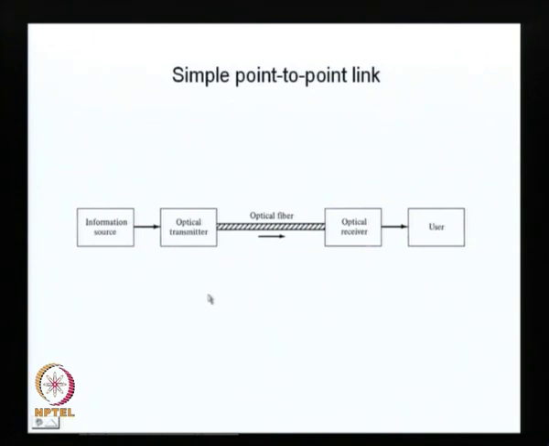So when we are talking about point-to-point link design, essentially we are saying that we have to choose these modules, we have to choose the appropriate optical fiber, and then for given values of these parameters for transmitter, receiver and the fiber, find over what distance this information can be sent reliably. That essentially is the process for optical link design.